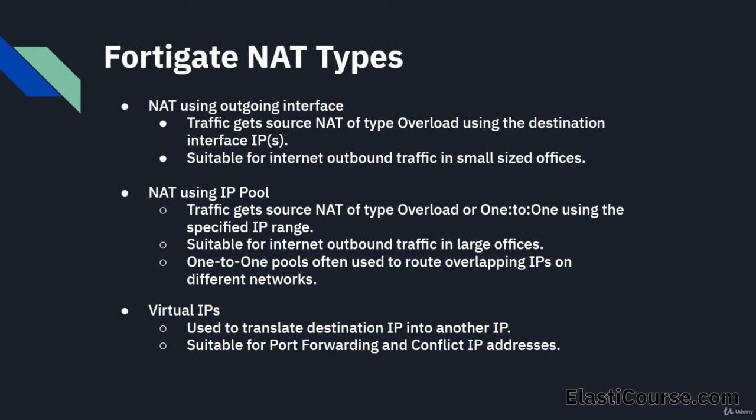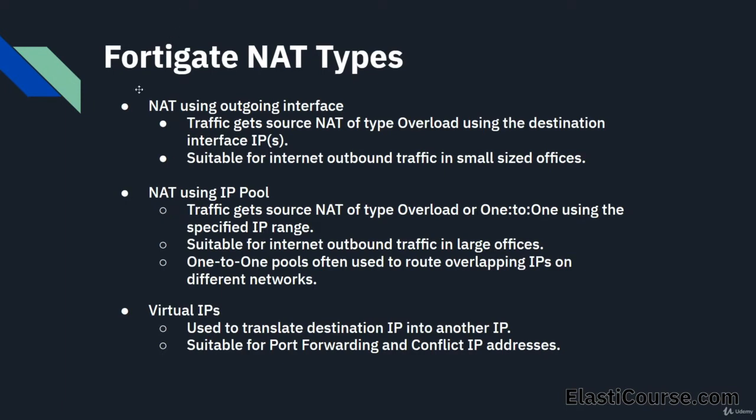And finally, the virtual IP we use to translate the destination IP address into another IP address. So it's a direct one-to-one NAT, and it's suitable for port forwarding and conflicting IP addresses as well. For conflicting IP addresses, you can use either a source IP NAT or a destination IP NAT. You just have to find a NAT solution to be able to route overlapping IP addresses.